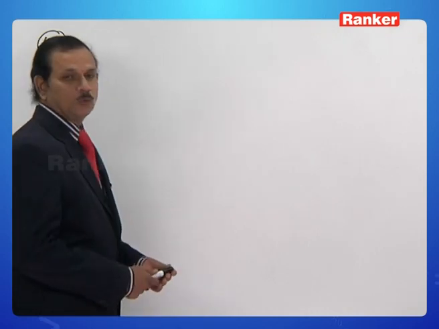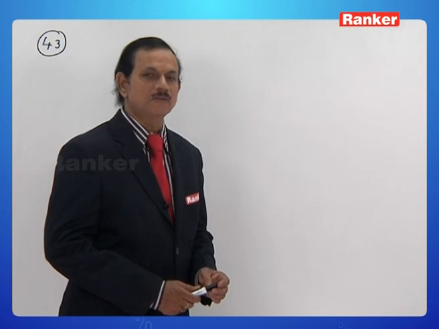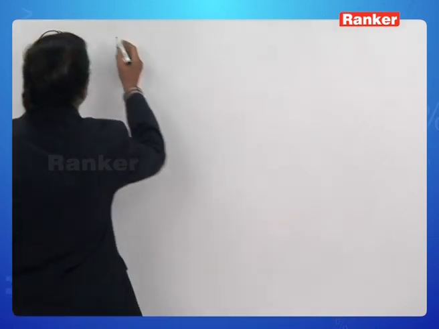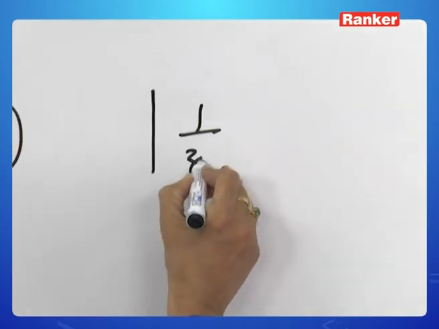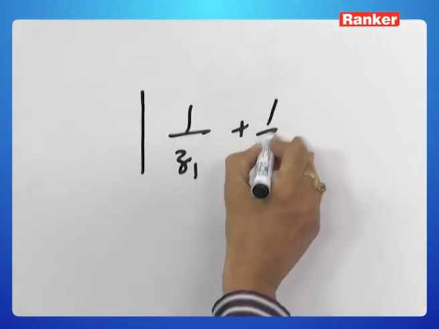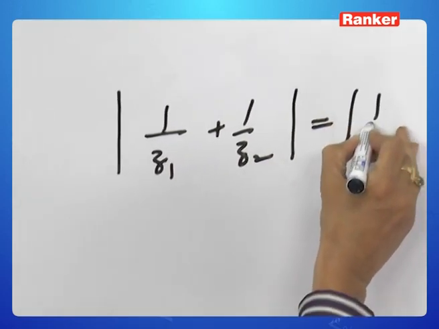First of all, what is P? Complex number Z1. What is Q? Complex number Z2. What is the data given about them? Modulus of (1 by Z1 plus 1 by Z2) is equal to modulus of (1 by Z1 minus 1 by Z2).